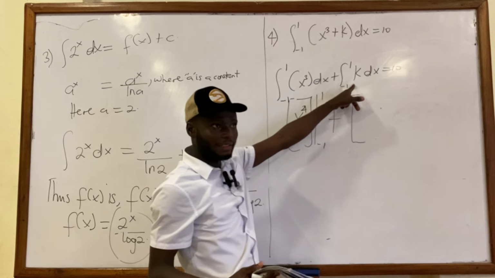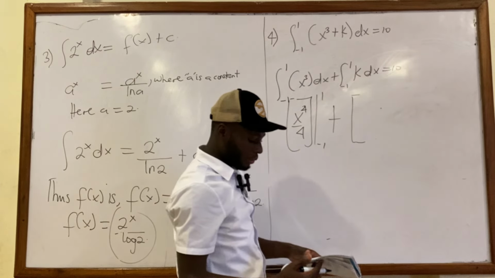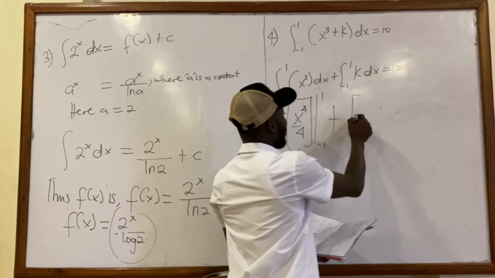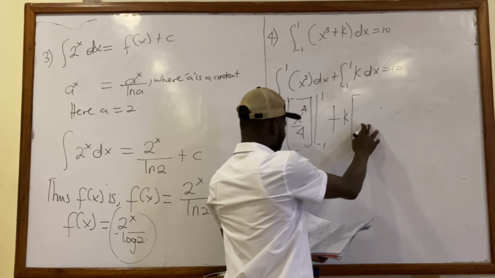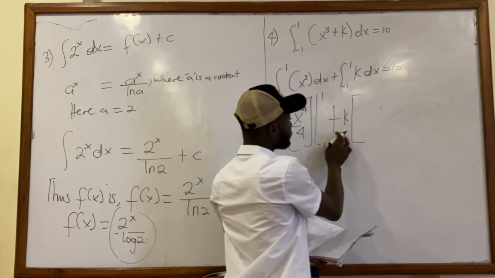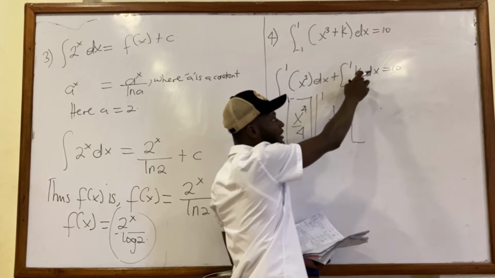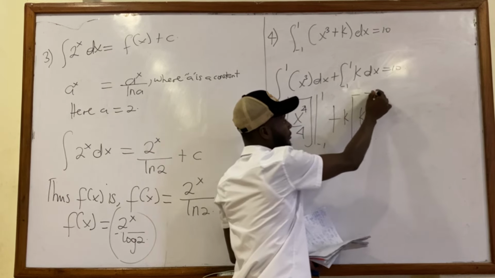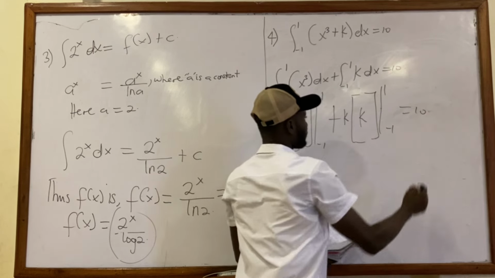When you integrate this particular function, you are going to have 1 outside. You know that this is a constant. k is a constant, so we bring it out, and when you integrate k with respect to k, you have k. All right. So this we have negative 1 equals 10.